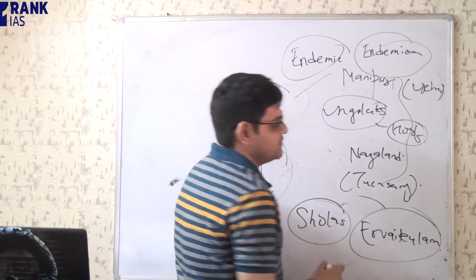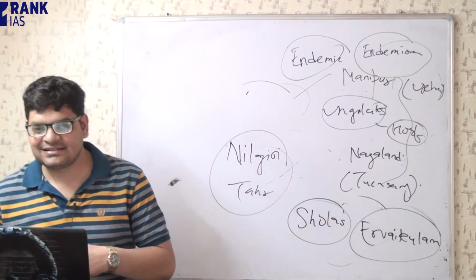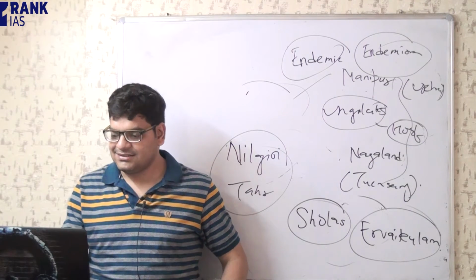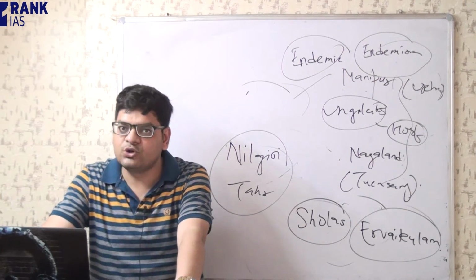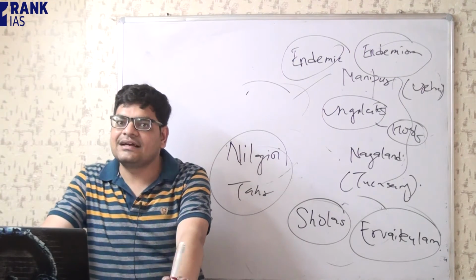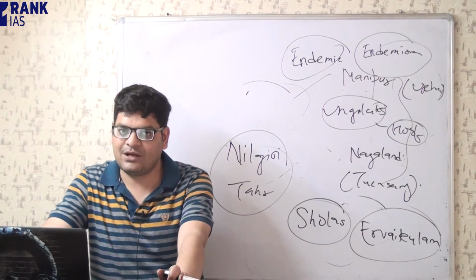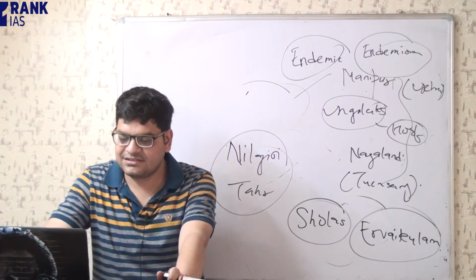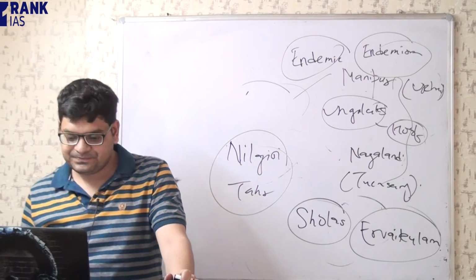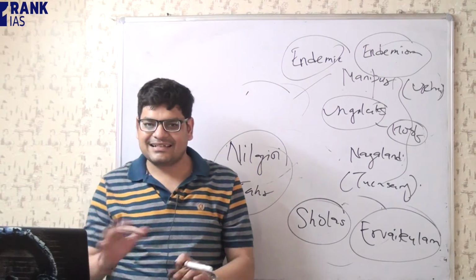Eravikulam National Park is an area where these Nilgiri Tahrs have been conserved. They are also listed in Schedule 1 of the Wildlife Protection Act. As I told you, 6 schedules are there, and Schedule 1 has the highest protection. So any type of hunting of these animals will attract the strictest provisions. Stringent provisions are there. Nilgiri marten is a type of squirrel.